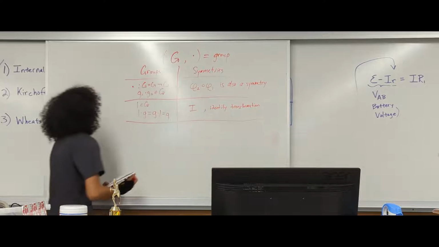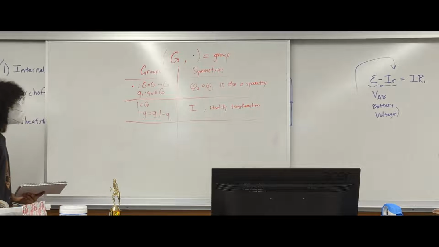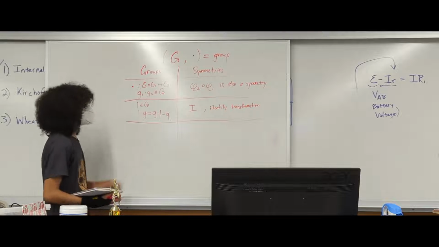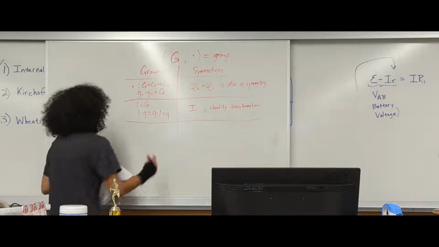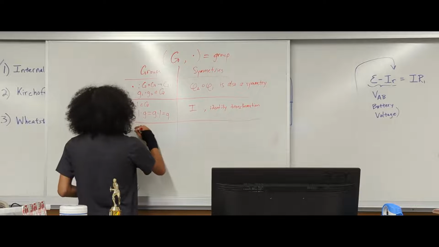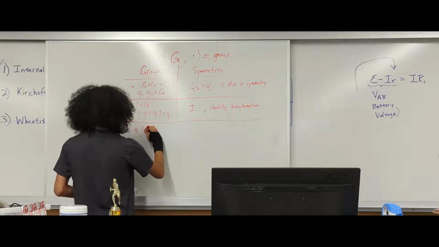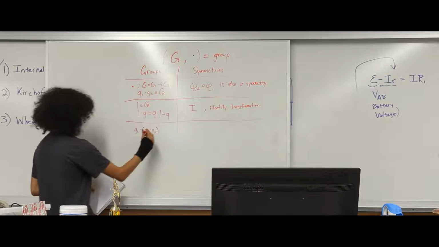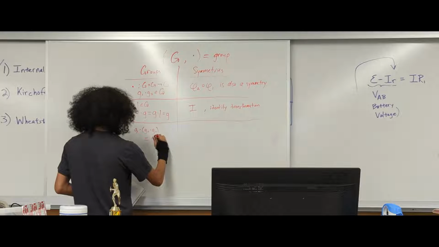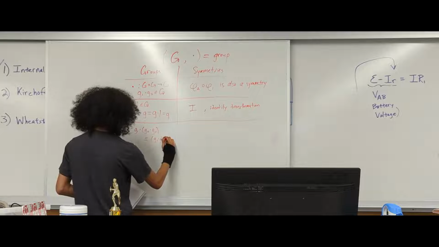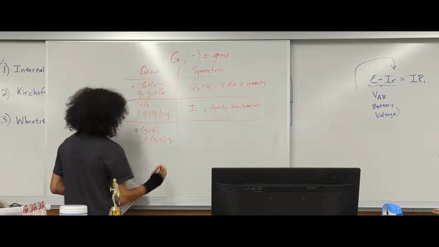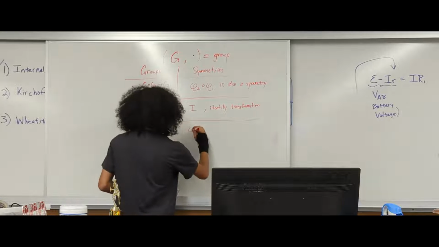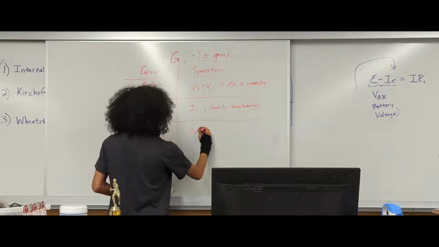And then, right, associativity is essentially the same between these two. Here we had G1 times G2 times G3 is equal to G1 times G2 times G3, grouped differently. And for symmetries, it looks like this.